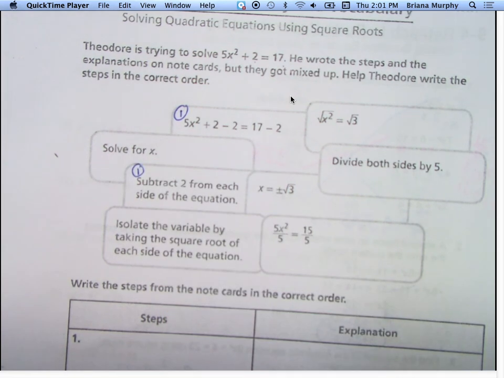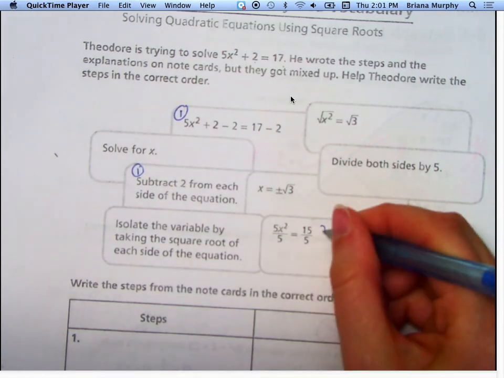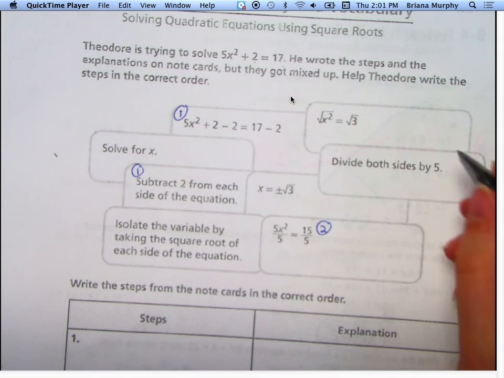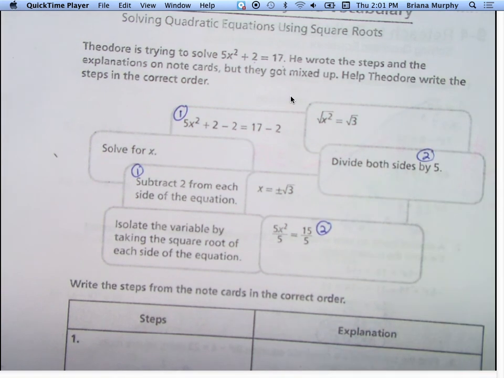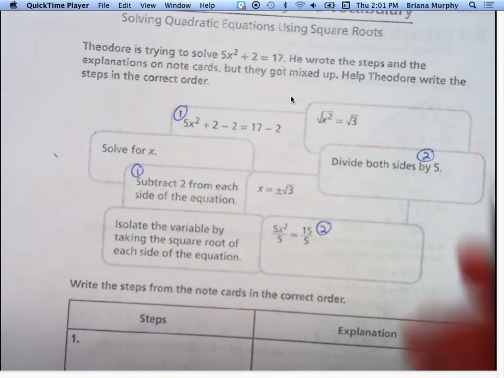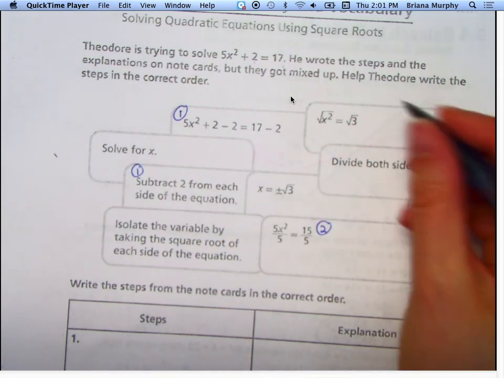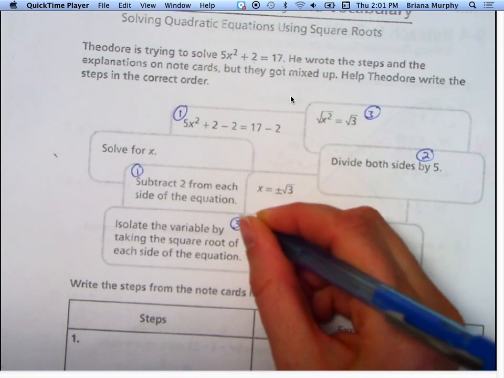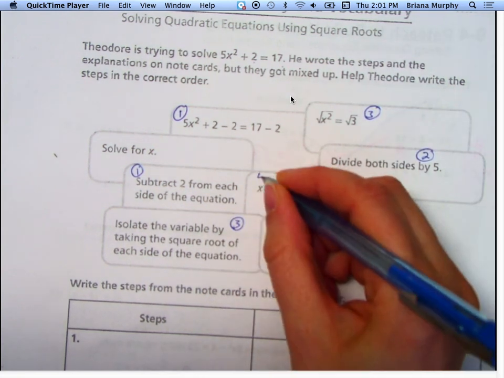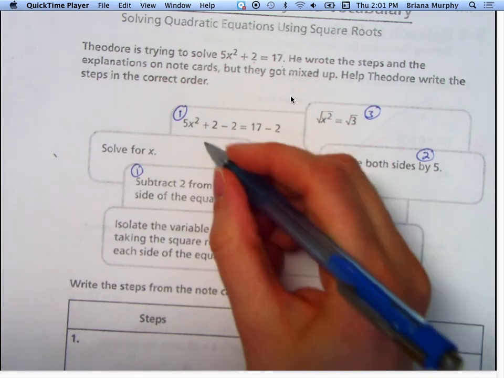What happens next? After we subtract the 2, we should do what? Divide by 5. So these are step 2. Once we divided by 5, what should we do? How would we do that? Square root it, right? So 3 and 3. And so my last step would be solve for x and get x equals plus or minus square root 3.